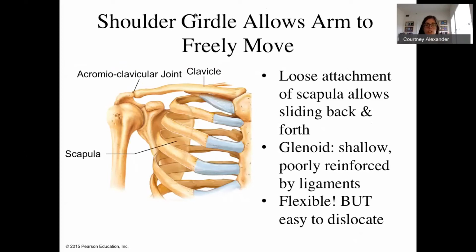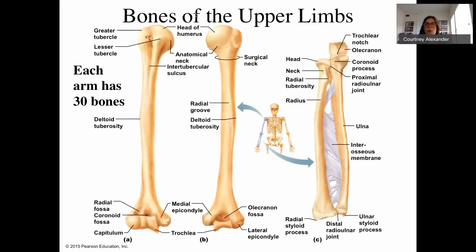The shoulder girdle allows our arm to freely move, in part because of the loose attachment of the scapula. It allows for a sliding back and forth. That glenoid cavity is shallow, and it's also poorly reinforced by ligaments, giving the arm lots of flexibility. But the arm is also easy to dislocate, in part because of how loosely and poorly reinforced the shoulder cavity is.